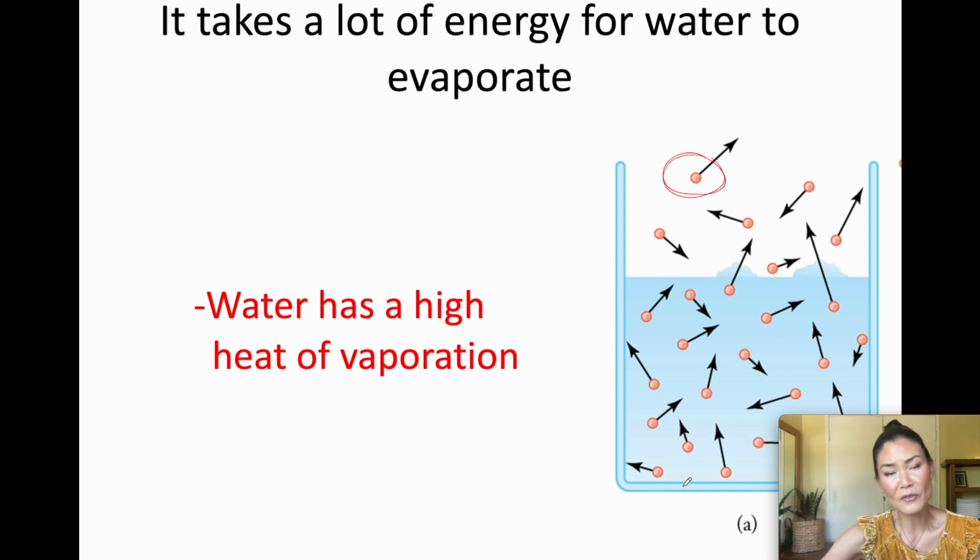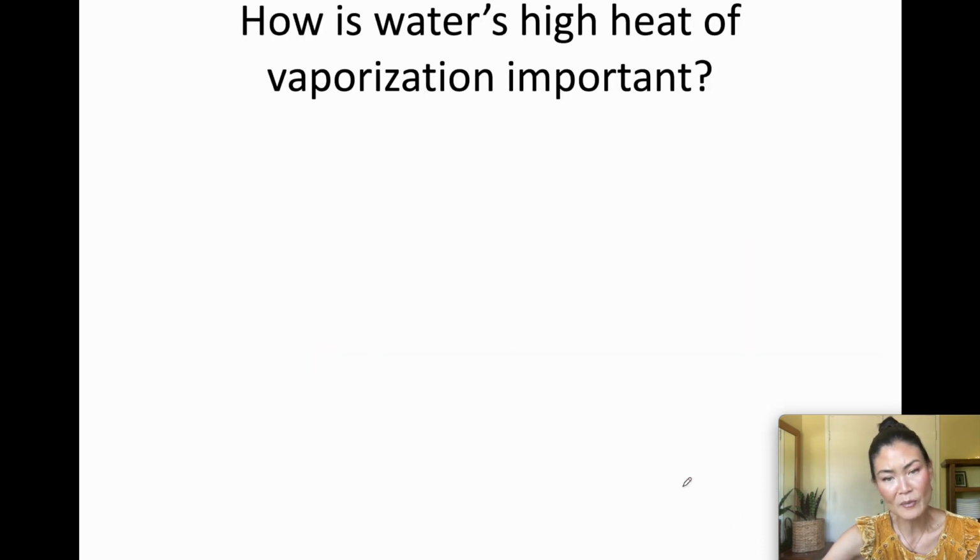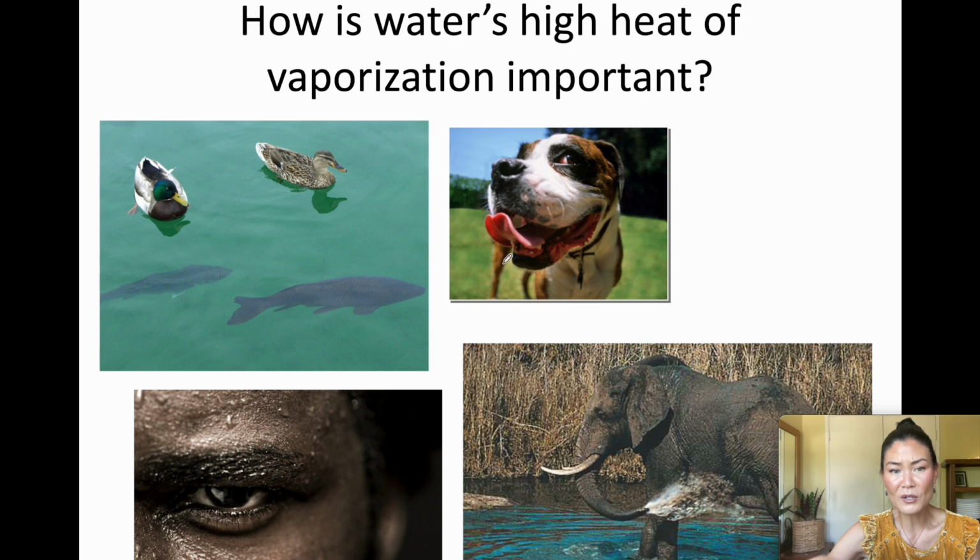And this is really important for living things as well. In terms of biology, it's really important for habitats to be maintained. If you were a fish living in a lake, you don't want your habitat to evaporate, right? So you have a home for aquatic animals. And then for animals such as dogs and humans, we use a lot of evaporative cooling.